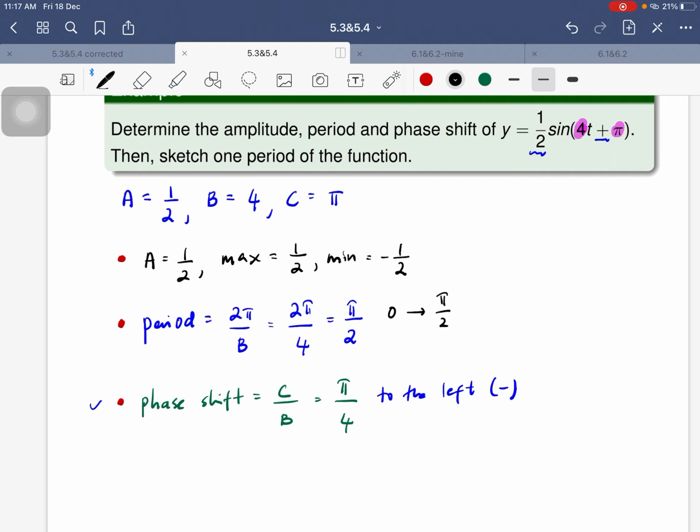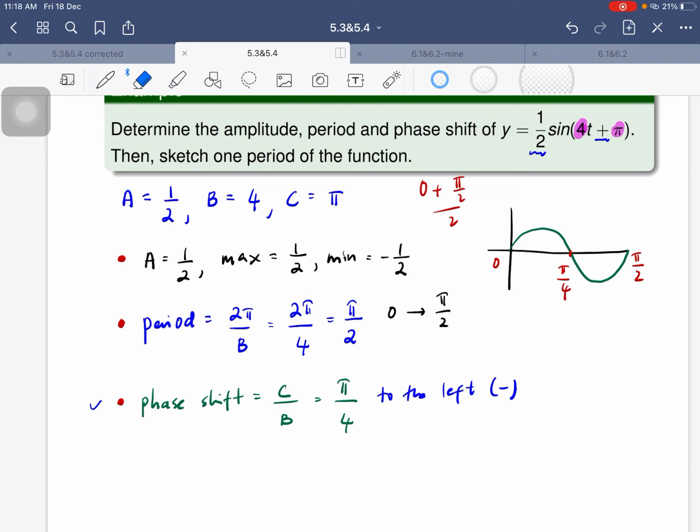If the graph is not shifted, your graph is going to look like this. This is a sine function, so this is going to be one curve of sine. Because the period is equal to pi over 2, this is going to equal pi over 2, and this is going to be 0. Between 0 and pi over 2, if you don't know how to find the middle point, all you have to do is add them up. So I'm going to have 0 plus pi over 2, divide by 2, and then you will get the middle point, which in this case is pi over 4. That is how you find the middle points.